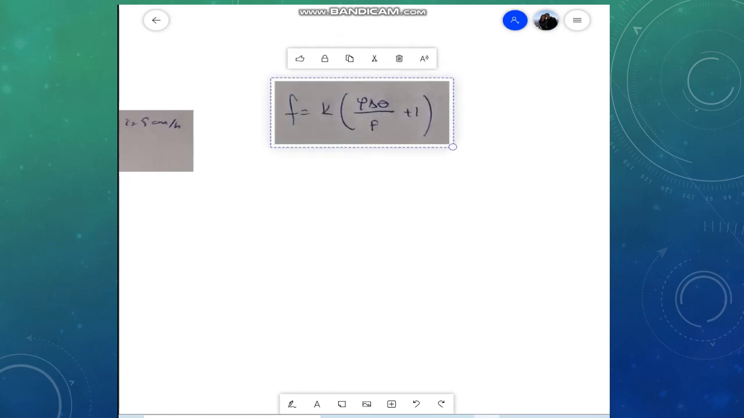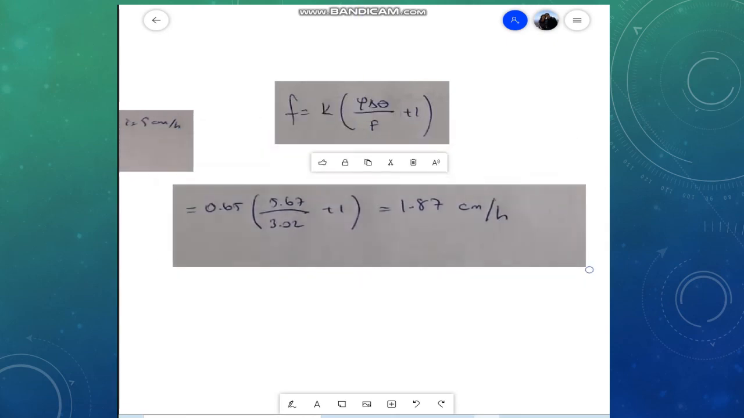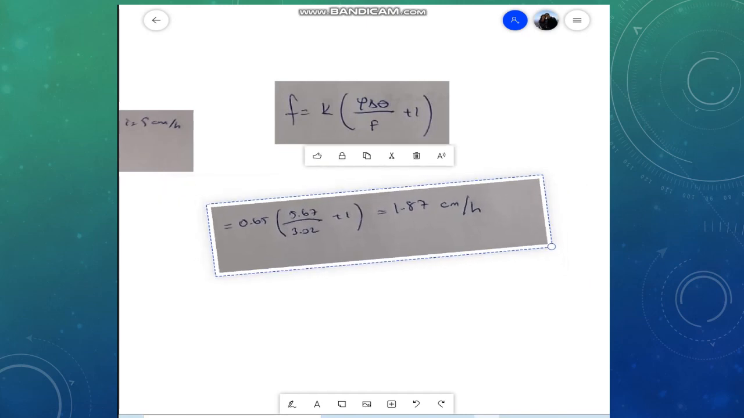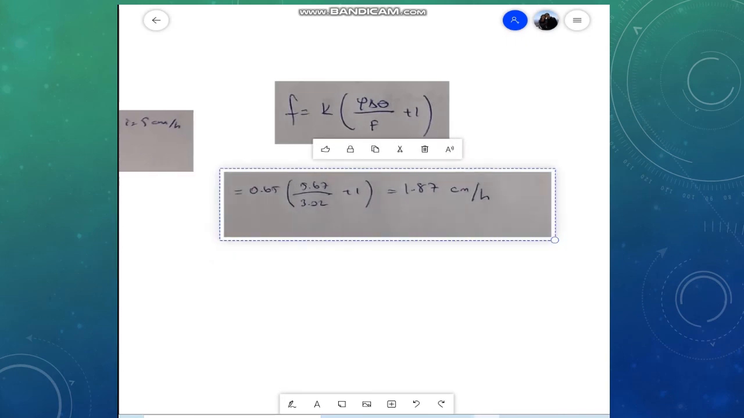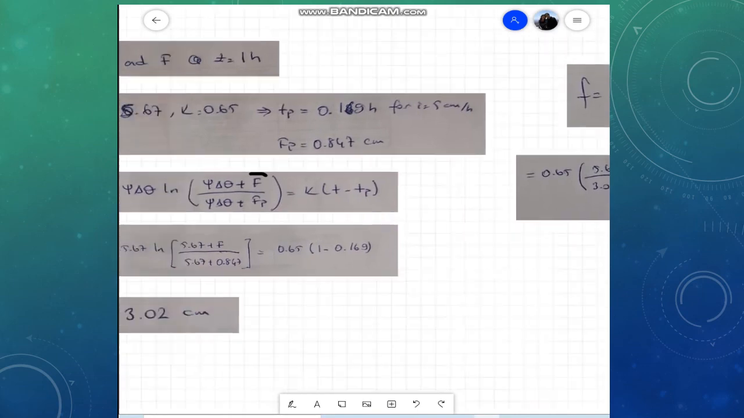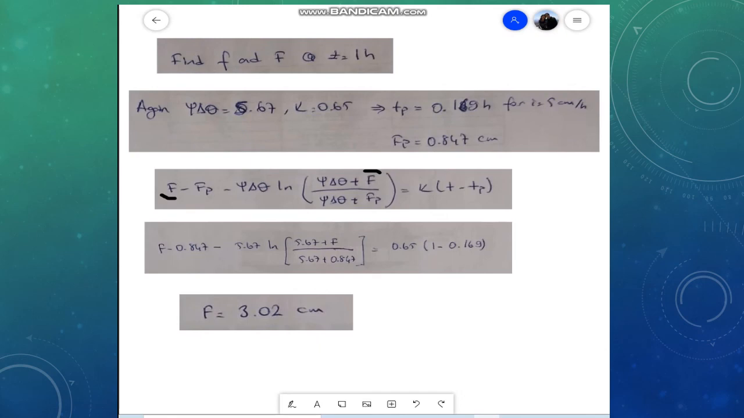We know that infiltration rate is a function of cumulative infiltration. We just need to substitute all these numbers. Then we are gonna find here. The infiltration rate is 1.87 centimeter per hour when we substitute all these numbers into the equation. Okay. Here is the important thing. Let's go back here. The cumulative infiltration is 3.02 centimeter when the ponding occurs.